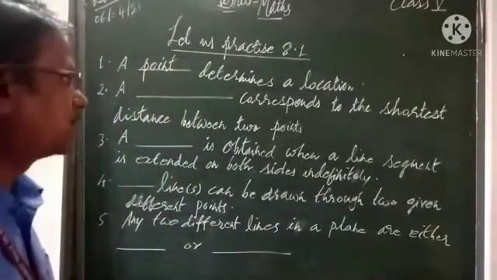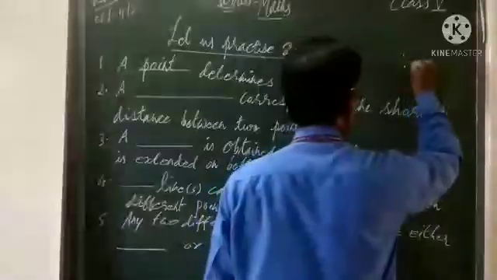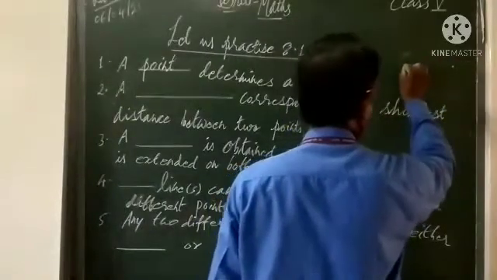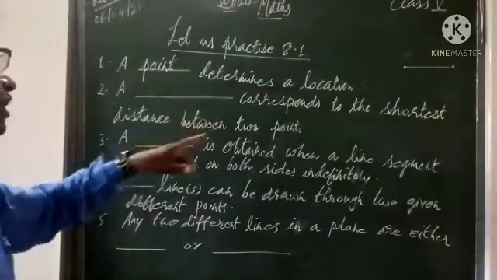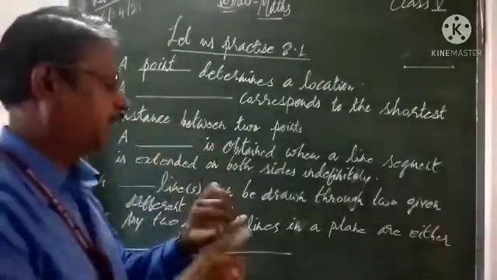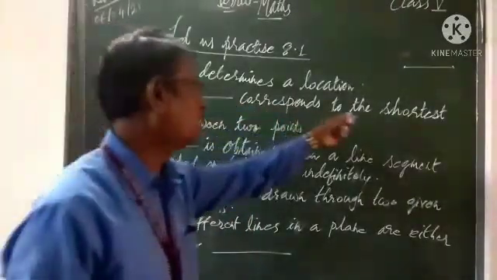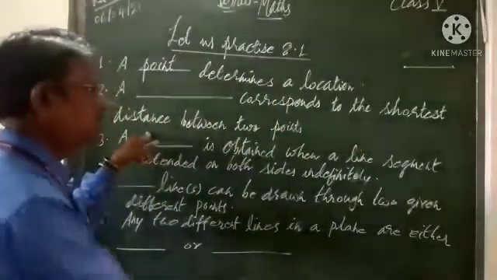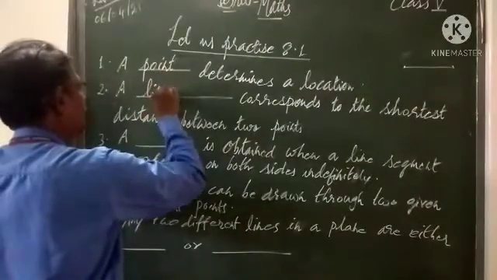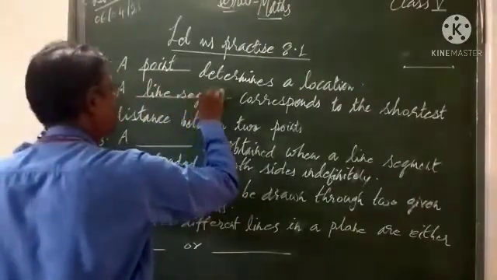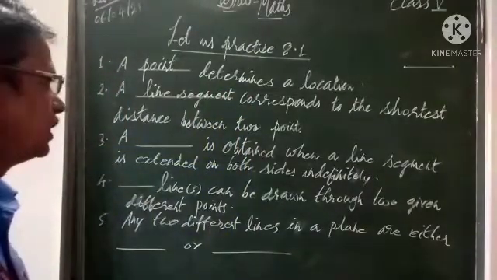Now second one: a dash corresponds to the shortest distance between 2 points. If 2 points are given, then what can we draw there? From those 2 given points, only one line segment can be drawn. Among point, line segment, and trace, which will come here? A dash corresponds to the shortest distance. Shortest distance means we will get the line segment only. So a line segment corresponds to the shortest distance between 2 points.